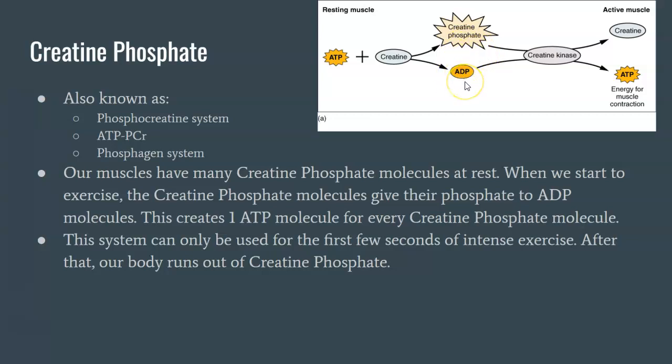It goes from a diphosphate, two phosphates, to a triphosphate, which has three phosphates. And that's where you get ATP. And now this energy is ready for muscle contraction. All right. I'm going to make a comparison later on, but one thing I'll point out right now is this process creates one ATP molecule for every creatine phosphate.